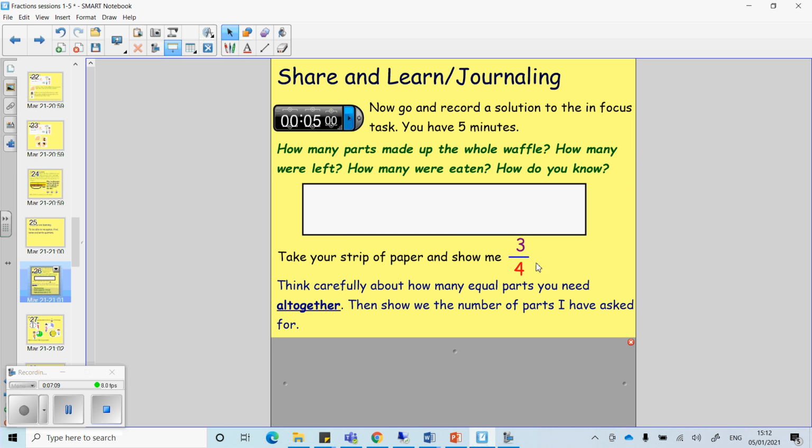Can you find that? You could colour it in, or you could just show your parent or anyone who is with you at home where you have showed 3 out of 4 equal parts. Think carefully about how many equal parts you need altogether. Then show the number of parts I have asked for.